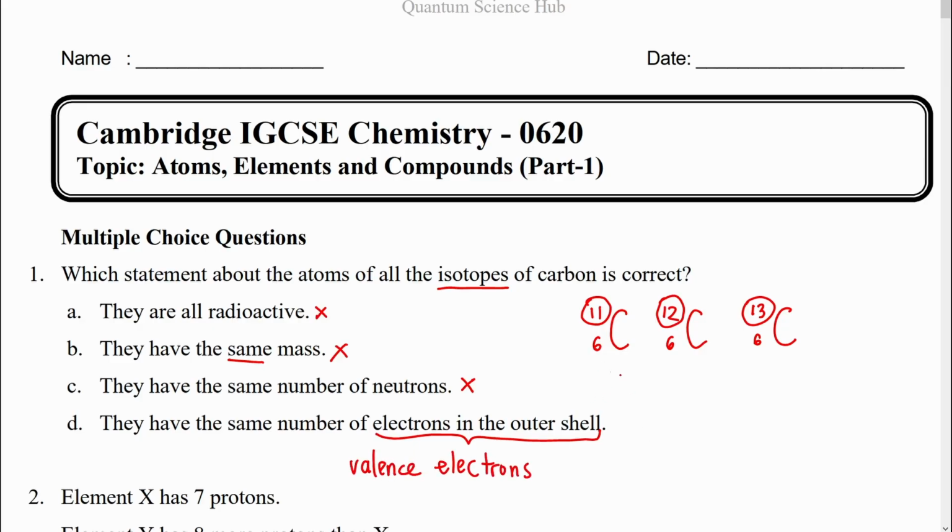Okay, so how do we configure this one? We will use the atomic number or the proton number, which is 6, and it's going to be 2,4. So this is the valence electron. So they all will have the same number of valence electrons, which is 4. So the correct answer here is D.